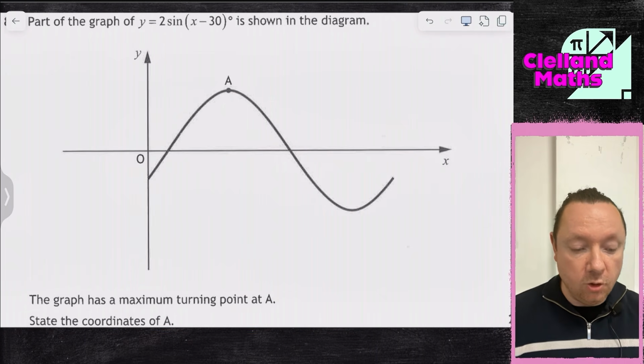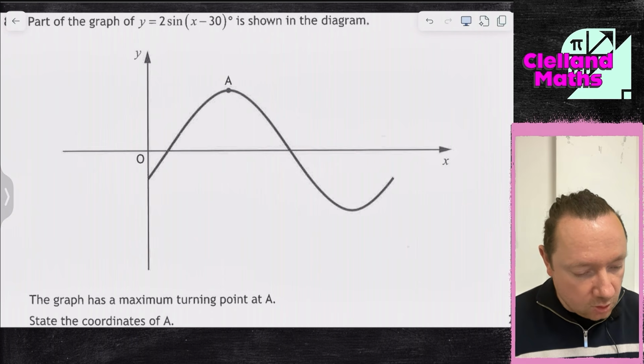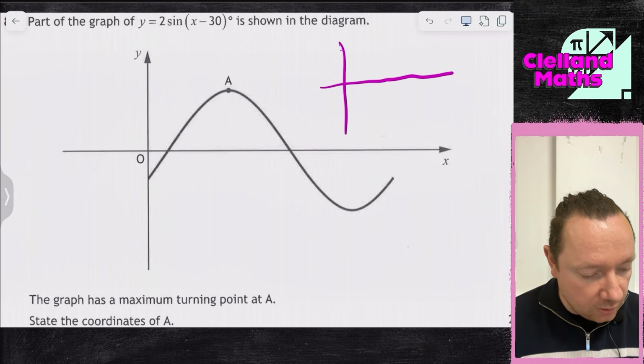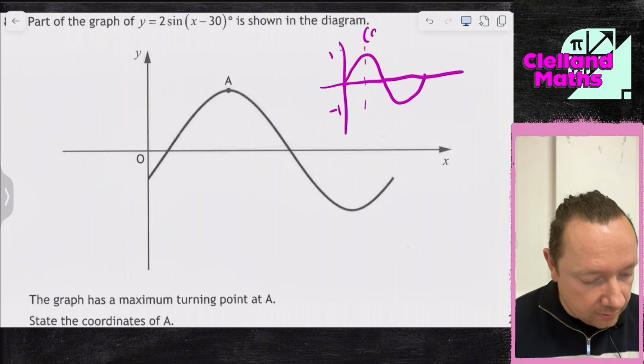SQA National 5 Maths 2025, Paper 1, Question 8. Part of the graph of y equals 2 sine (x minus 30) is shown. The graph has a maximum turning point at A. What are the coordinates? So thinking about this, a normal sine graph looks like that, and it goes to 1 and minus 1, and it peaks here at 90.